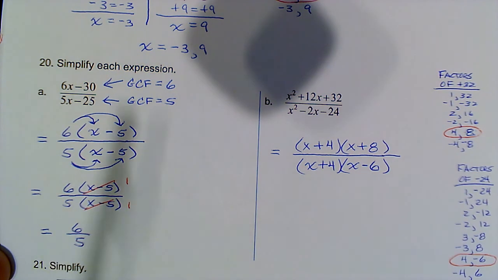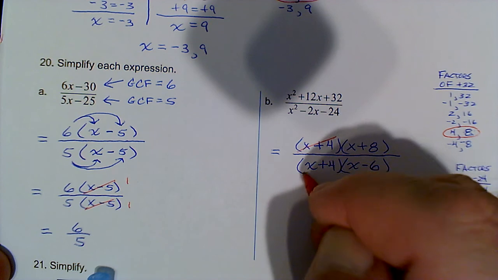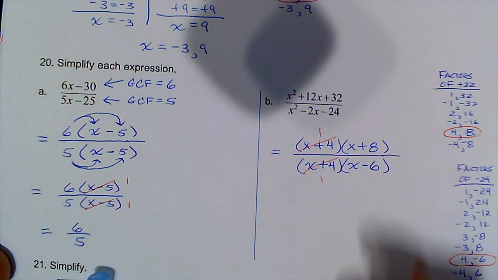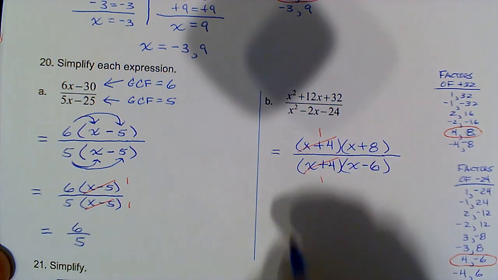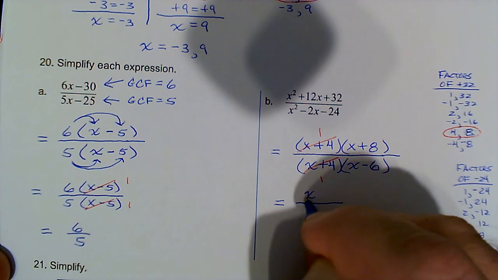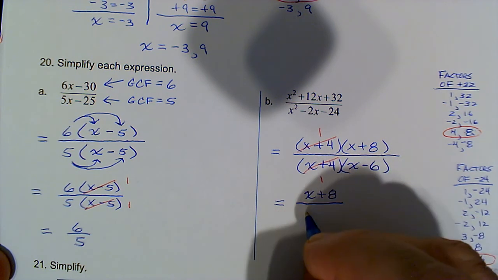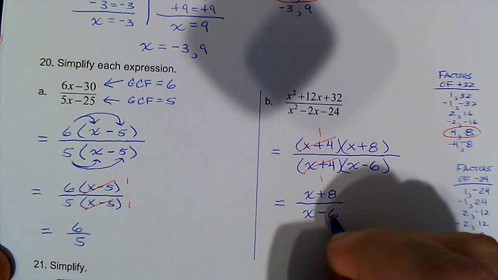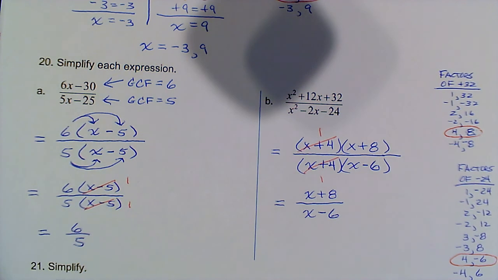And then you can see that the x plus 4s are now common. So we can cancel those out, replace them by 1s, and we just have the binomial in the numerator of x plus 8 over the binomial in the denominator of x minus 6.